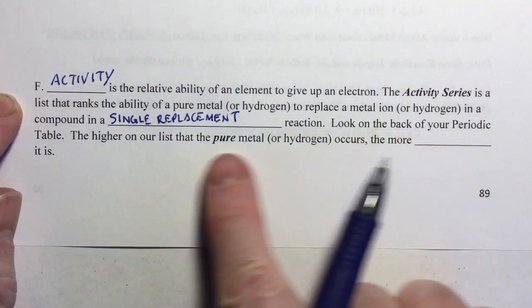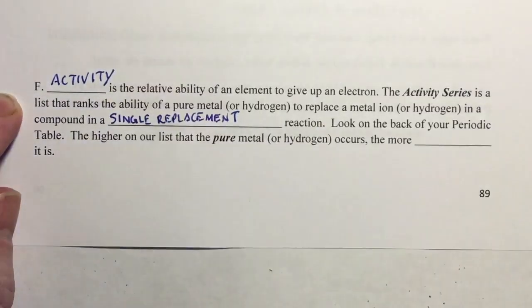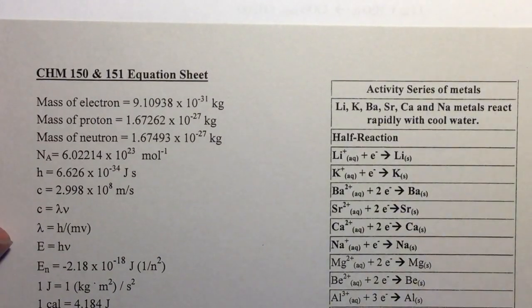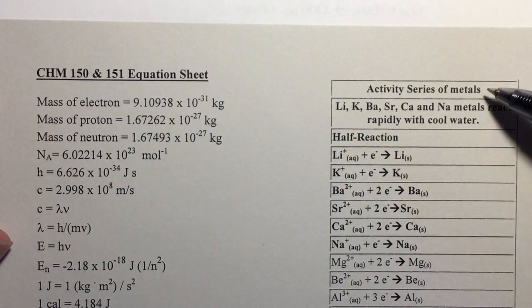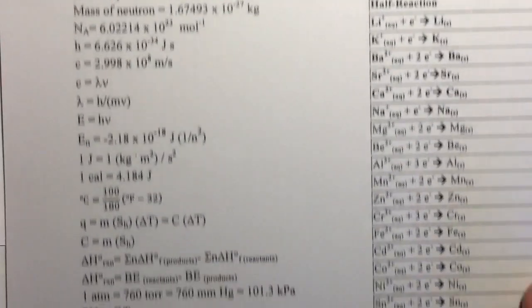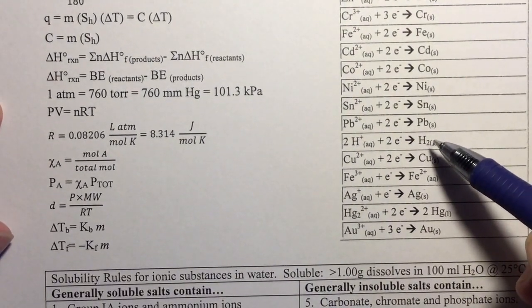So it says, look in the back of your periodic table. So I'm going to take the periodic table that we've given you, and we're going to take a look at the back of it. And on the back, you will find that there is an activity series of metals. And just because it says metals up there, it doesn't only have metals in it, because there's hydrogen as well.